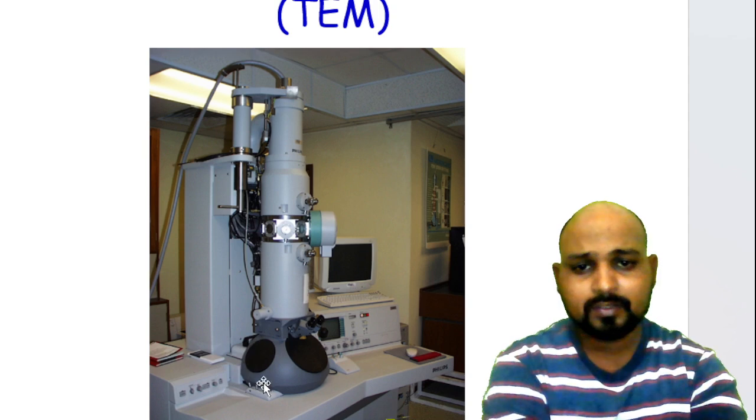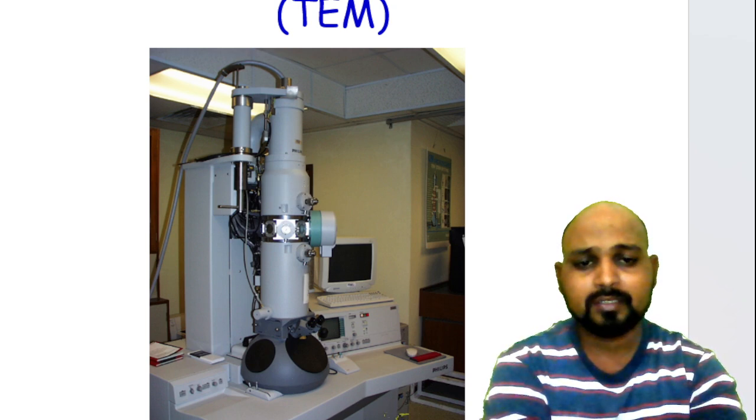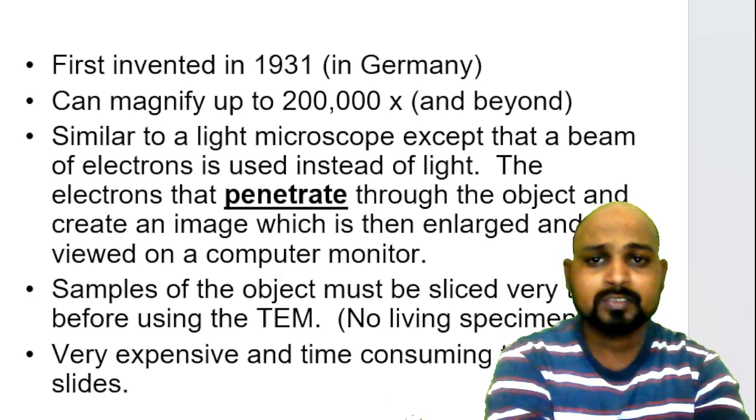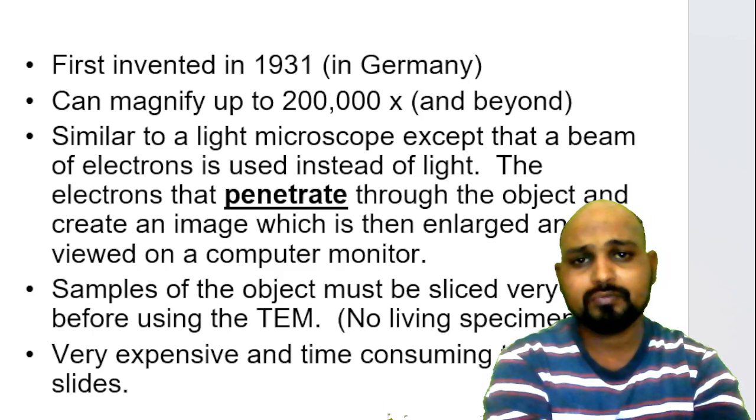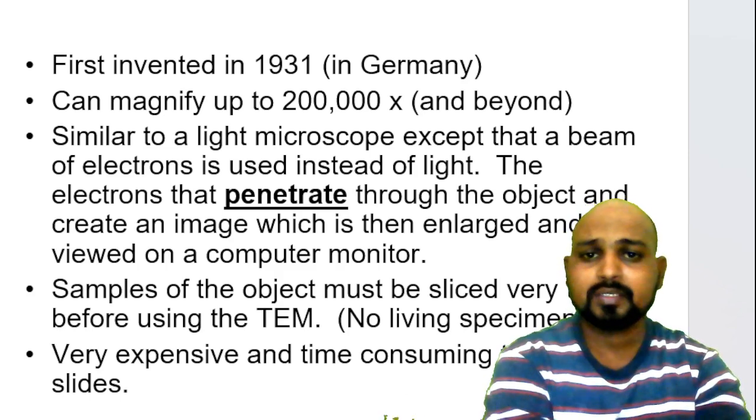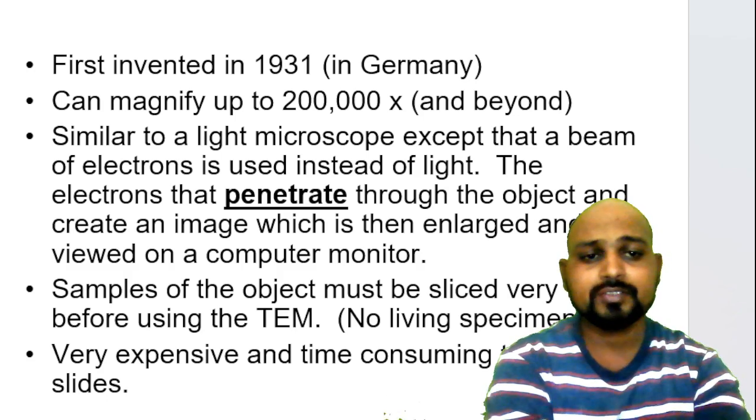At the bottom over here we put the sample, and this table over there is a photographic plate. We send the electron beam from the top, and it is steered by applying magnetic fields in different directions, and we get the final image at the photographic plate. This transmission electron microscope was first invented in 1931 in Germany and can magnify up to 200,000x and beyond. It is similar to the light microscope except that a beam of electrons is used instead of light. The electrons penetrate through the object and create an image, which is then enlarged and viewed on the computer monitor.